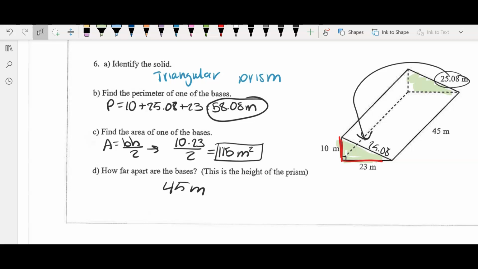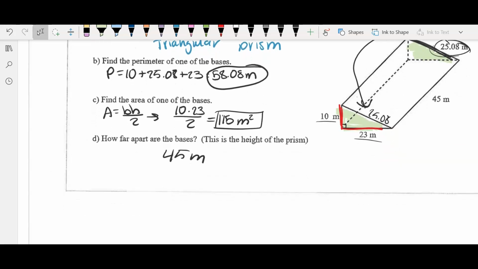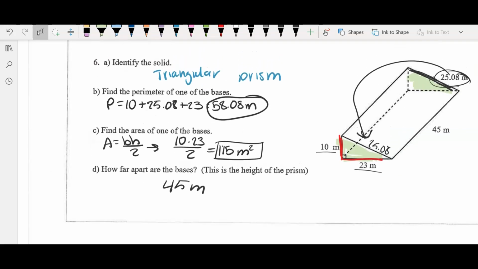Next one is a triangular prism. We have two bases still, so of course it's going to be a prism, and those are triangles. Finding the perimeter, if you notice, this 25.8 is that hypotenuse. I just brought it right over here because the two bases will be the same. Add them all up, and then you have your perimeter. Finding the area of one of the bases, you're just going to do base times height, multiply those, divide by 2, and you get 115 meters squared. And then again, same thing as the last one, how far apart are the two bases? As you see here, you have the two bases. Think of it like an accordion. It's going to be 45 meters.